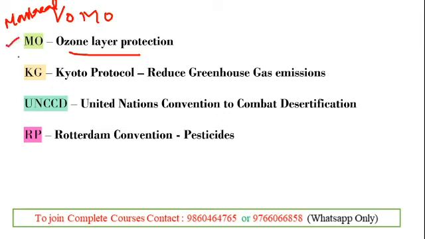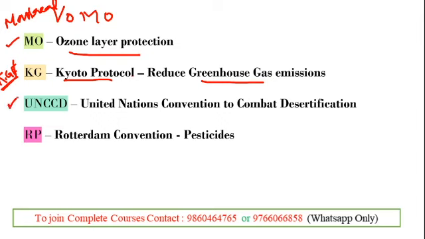Then the next one, KG. With KG you can think of KGF. Here KGF is a movie. Clear? So in KGF you can simply eliminate the F, and KG is the one. K is for the Kyoto Protocol and G is for greenhouse gas. So to reduce greenhouse gas emissions into the atmosphere, the Kyoto Protocol was formed.